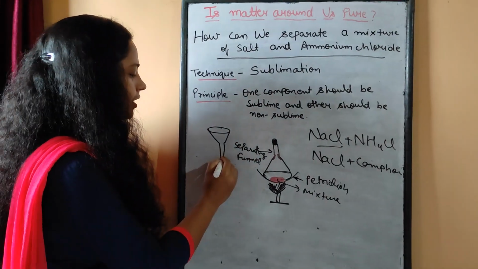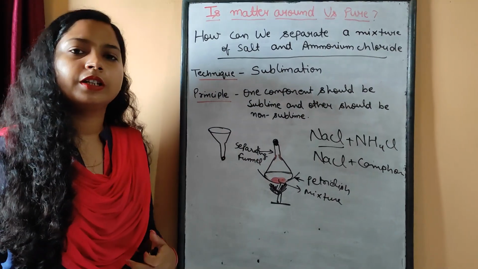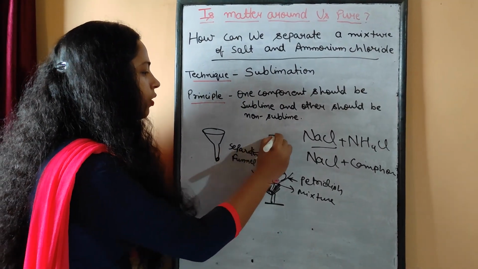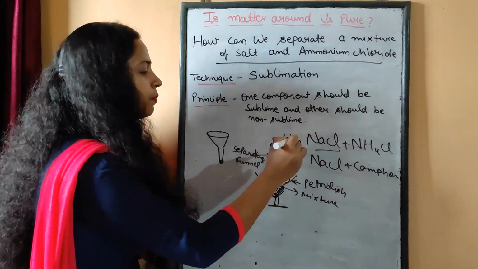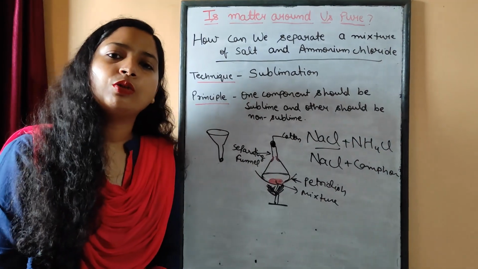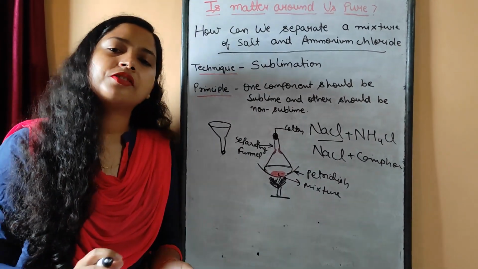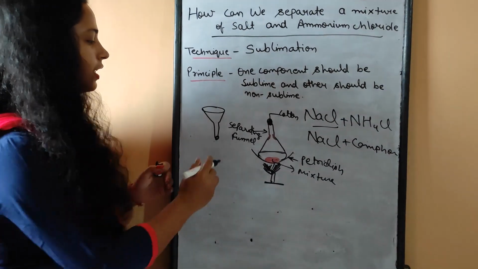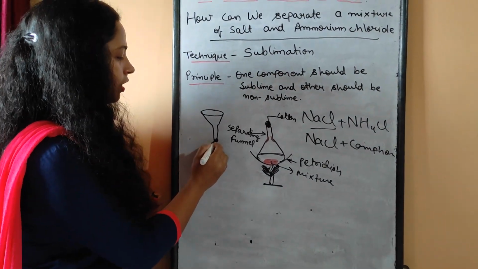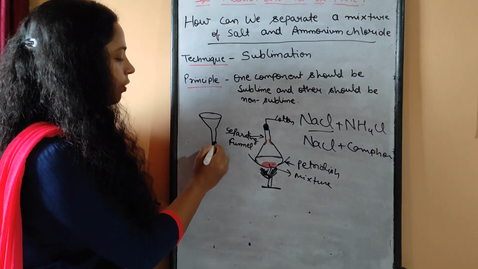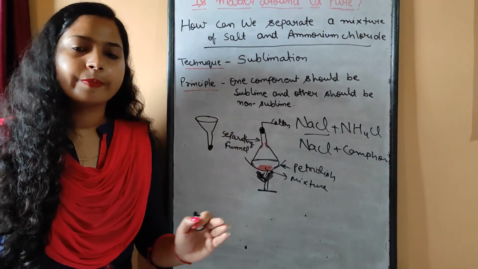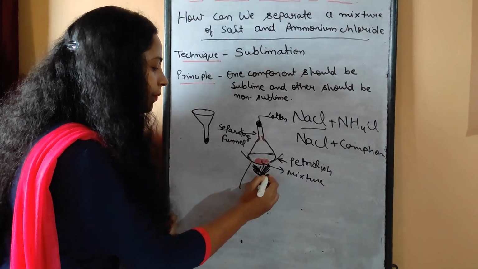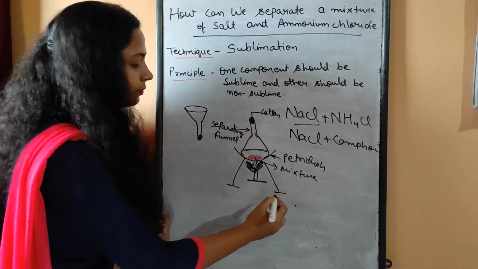Now there is a hole present in this separating funnel. So what we do, we just add cotton here. We put cotton on the mouth of the funnel so that there is no escaping of any gas if present. So we just close this open part with the cotton. Now we start heating it with the help of the tripod stand.